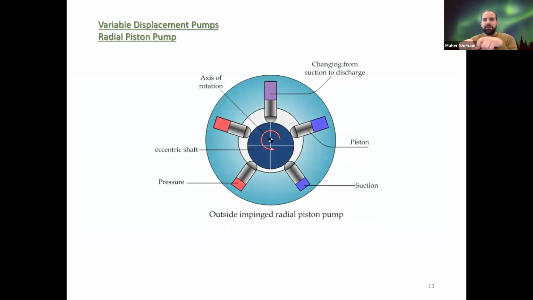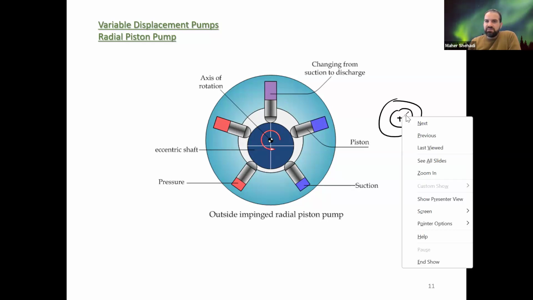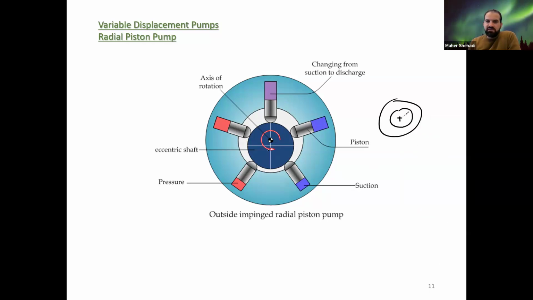This type, we have a casing and some chambers here. And then we have a camshaft, which is eccentric. So it's not like two circles. It has to have some kind of eccentricity.